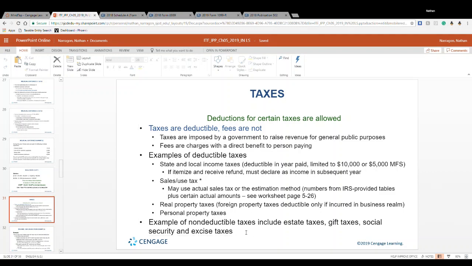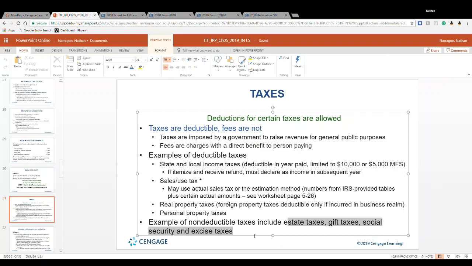Examples of non-deductible taxes include estate tax, gift tax, and Social Security and excise tax. All these taxes have their own little special sections on the 1040, so they do not actually have itemization. So don't worry about that. Okay?